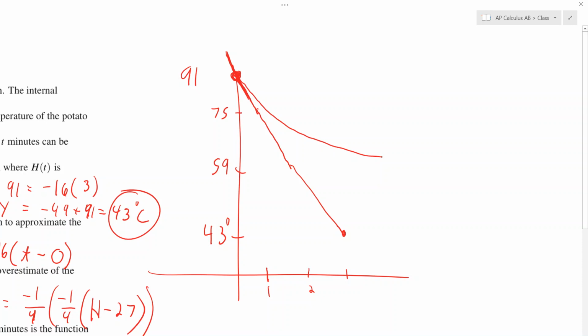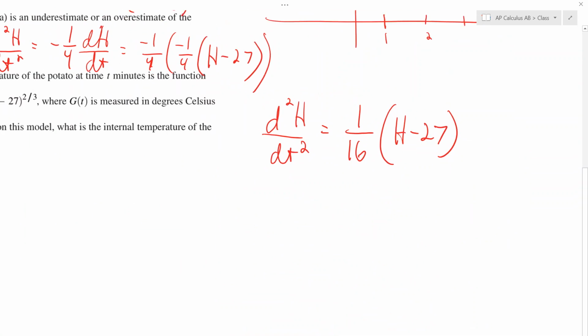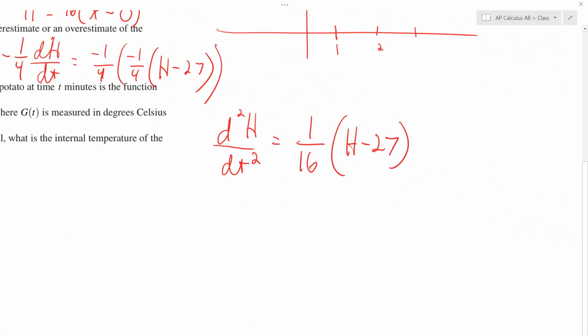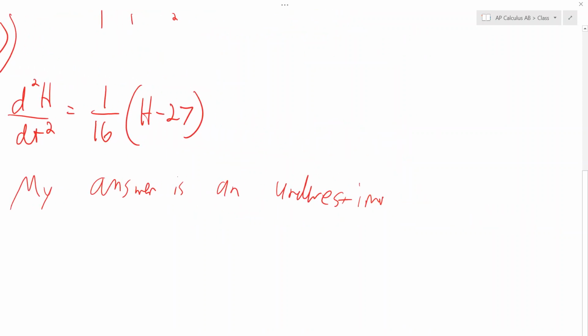Okay? And then you would write that. So how do they word this? Underestimate or overestimate, determine whether your answer is one. So you'd write something like my answer is an underestimate. You don't have to get into all the fanciness behind it. You'd have to talk about concavity, and they actually don't even ask you to explain in this situation. So I think you can just say that, honestly, and get full credit.